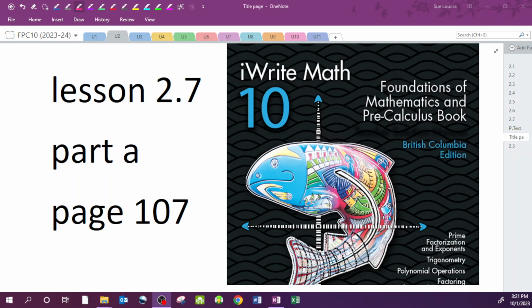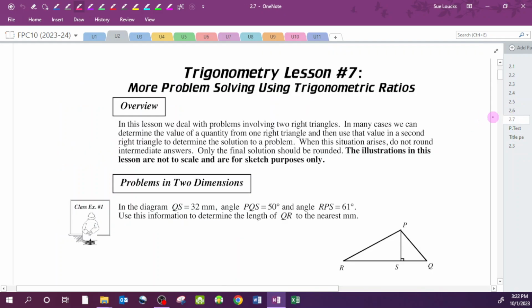This is video lesson 2.7 for Foundations in Pre-Cal 10. This is part 1 of that lesson, and we're starting on page 207. This lesson is more problem solving, but specifically it's problem solving using two right triangles. And that means that you're having to find the information from one in order to solve the other.